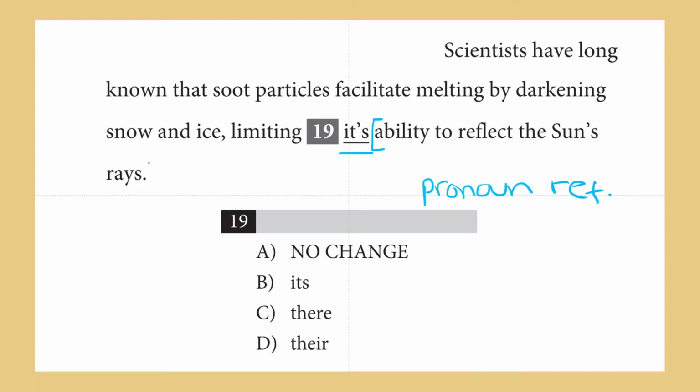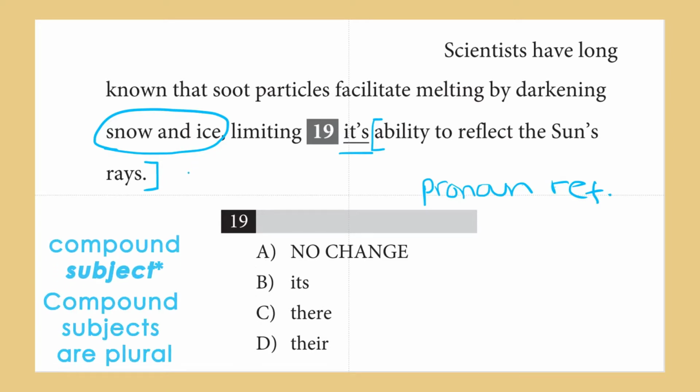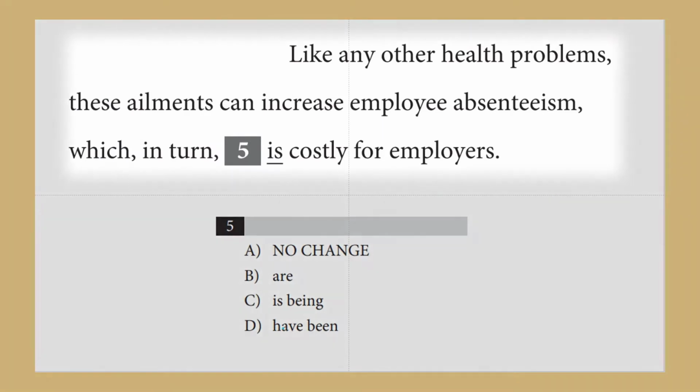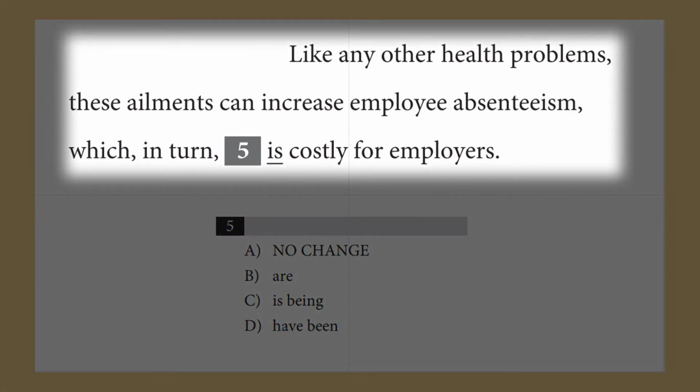Okay, so I'm going to go back through the question and hunt down the noun that we are talking about. So scientists have long known that soot particles facilitate melting by darkening snow and ice. This is going to be the entity that we are talking about. It's the snow and ice's ability to reflect the sun's rays. Now, snow and ice is a compound noun, which means it's plural, and the third person plural pronoun is going to be there. D.